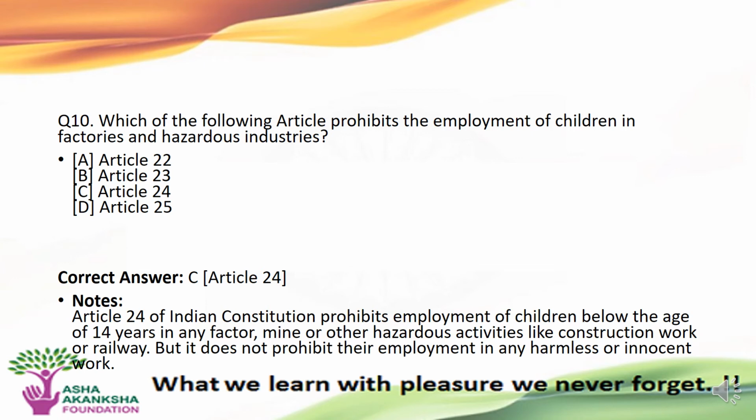Article 24 of the Indian Constitution prohibits employment of children below the age of 14 years in any factory, mine, or any other hazardous activities like construction work or railways. But this article has one exception, that it does not prohibit the employment in any harmless or innocent work.